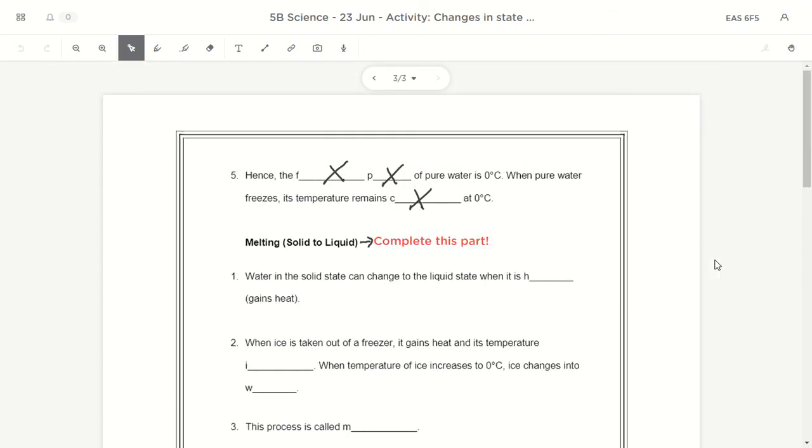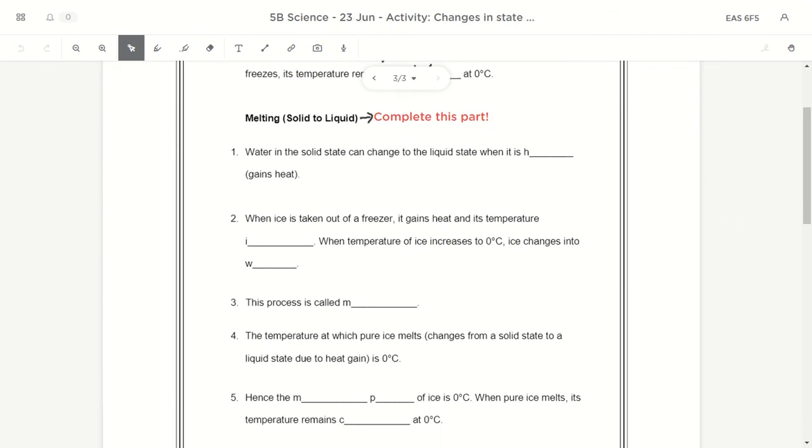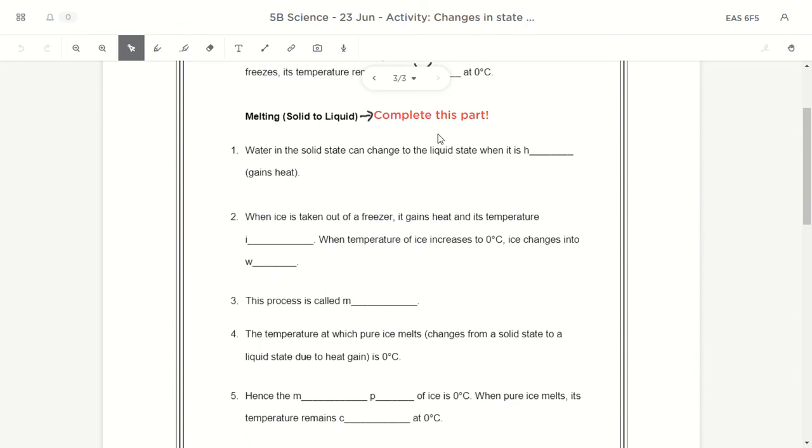Okay, so now we go on to melting. So this melting is yesterday's lesson, from solid to liquid. Okay, so when it undergoes a change in state from solid to liquid, we call it melting. Okay, it can be for water, it can be for any other matter. Okay, water in the solid state can change to liquid state when it is heated.